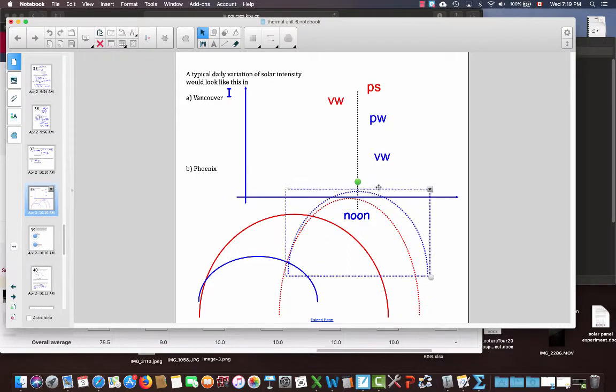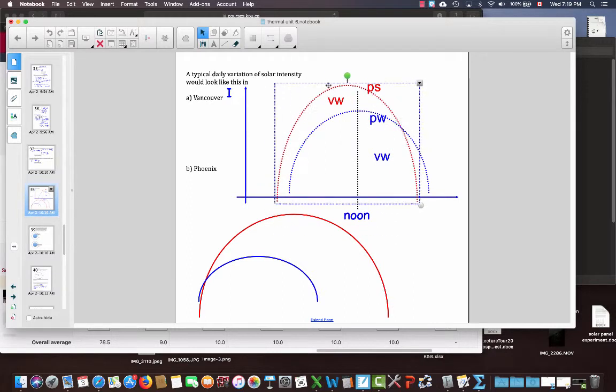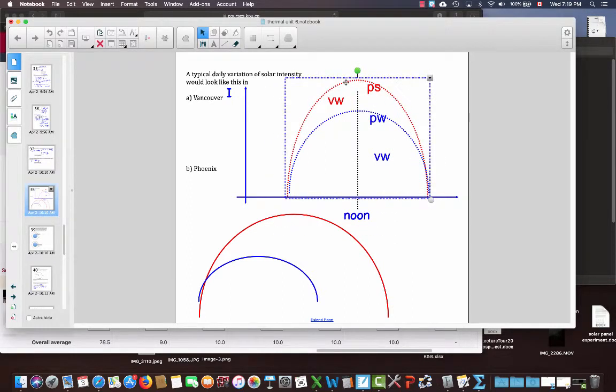And so, around noon is the maximum intensity, and it drops off later in the day. And in the morning, as the sun comes up, the solar intensity will peak. And then, in the summer, obviously, with the tilt of the Earth's axis, you're getting more intense sun at the middle of the day. But it's still the same basic shape as Phoenix in the winter. Okay, so there's solar intensity graphs in Phoenix in the winter and the summer.